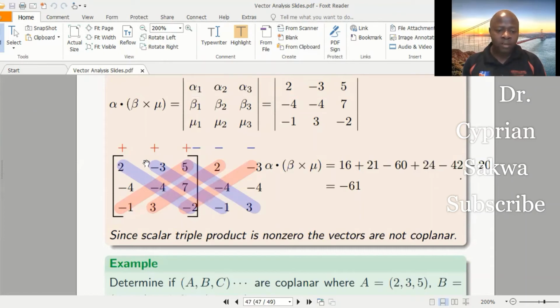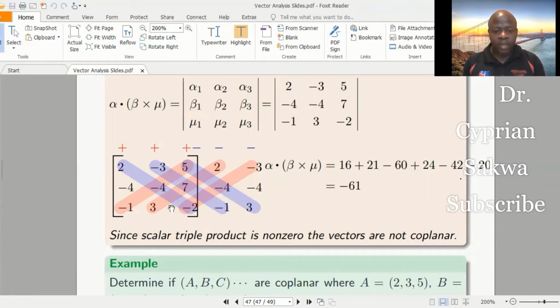And then notice that we have these diagonals in blue, the ones running from top left to bottom right. Multiply along these diagonals as you add the result. So this will be 2 times -4 times -2, and that gives you positive 16. And then -3 times 7 times -1 gives you positive 21. And then 5 times -4, that is -20, times 3, that is -60.